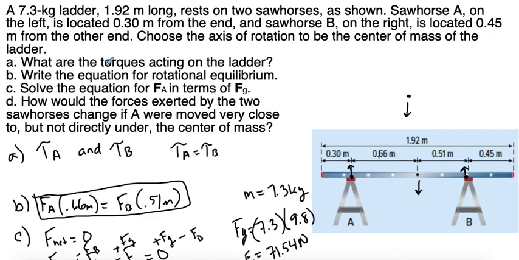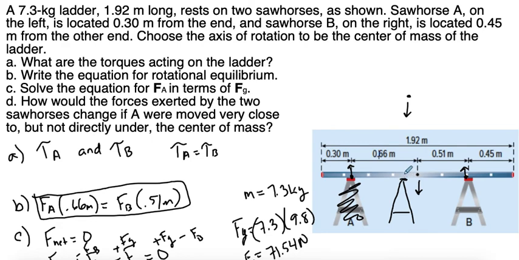Okay, so the last question here: how would the forces exerted by the two sawhorses change if A were moved very close to but not directly under the center of mass? So let's say we take A and we put it here, and we take it out of there. So what happens if we move sawhorse A there? Okay, well, since this is really close to the center of mass, sawhorse A would be taking most of the force. Now, we don't know where it's exactly moved to, so we're just kind of predicting here.